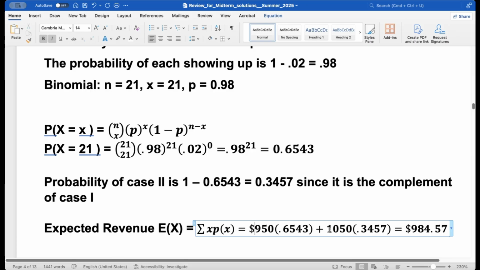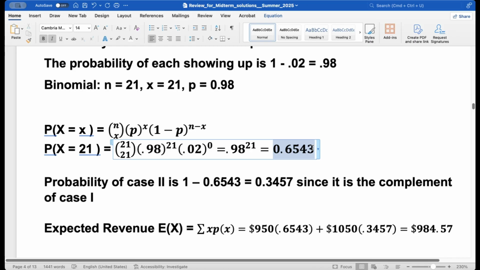So we do the expected value here. It's 950 times the probability of that happening. 950 happens if everyone showed up and you had to return one of the tickets and the penalty, that's 0.6543. The other case was at least one person doesn't show up. That was 0.3457. In that case, you get to keep all the money, all 1050. You multiply that out and add it up, $984.57. So that's the expected revenue for this situation.